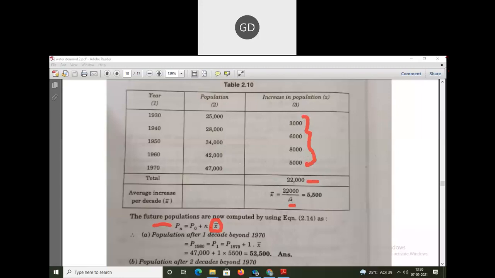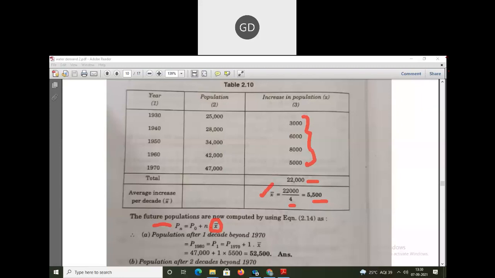Then you have to divide it by the number of values. Here 4 values are there, so you are dividing it by 4. If there are 5 values, you will be dividing it by 5, and if there are 6 values, then you will be dividing it by 6. Similarly, it will be different for different types of numericals. After dividing, you are getting the average increase per decade as 5,500, that is 22,000 divided by 4. So now you have got the X bar.